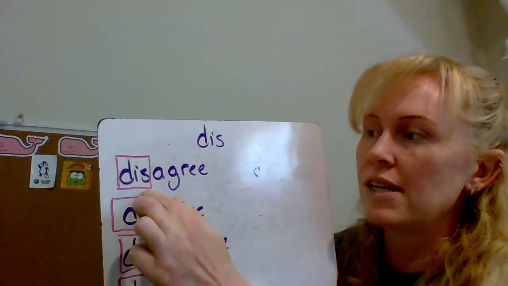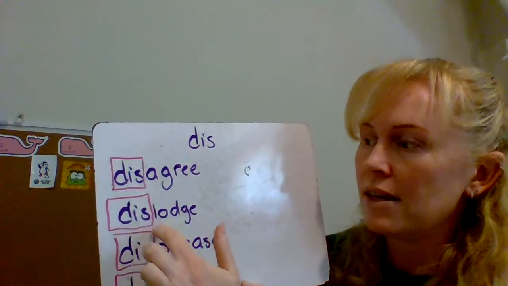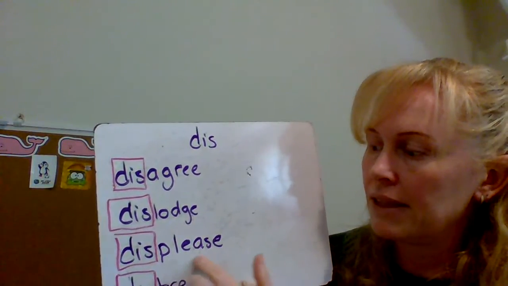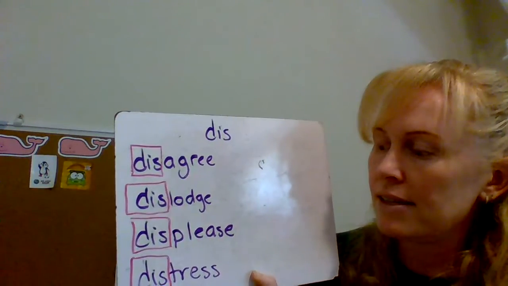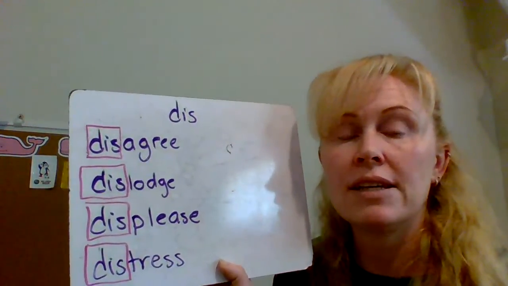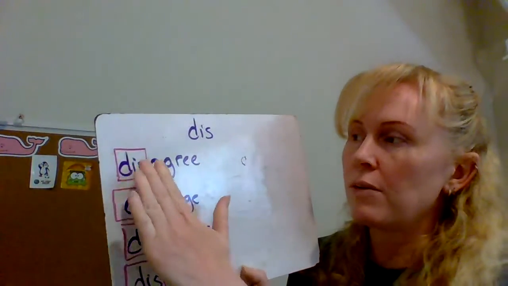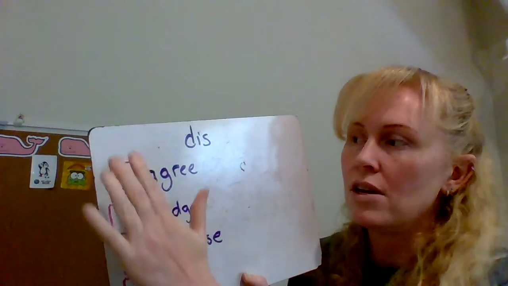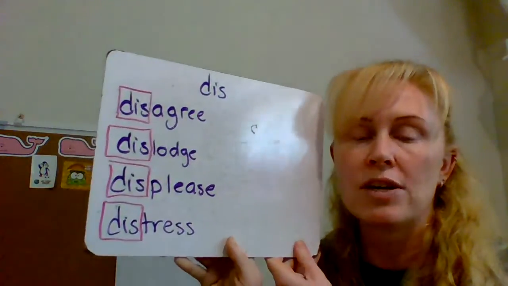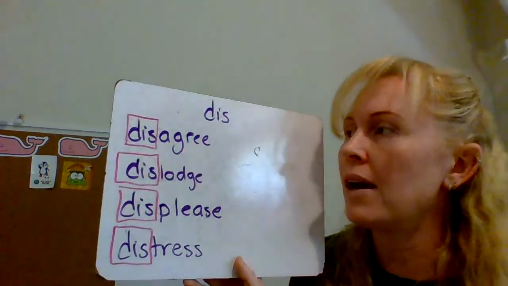So first we have disagree, dislodge, displease, and distress. Okay, so as you're reading these, if you think of the prefix as not part of the word, once you've figured out what it is, you can cover it up to read the second part. And that's one strategy that you should be doing as you're coming into bigger words in your read alouds.